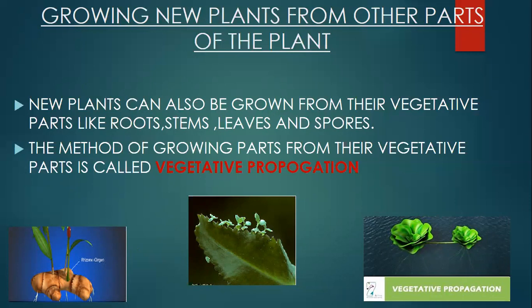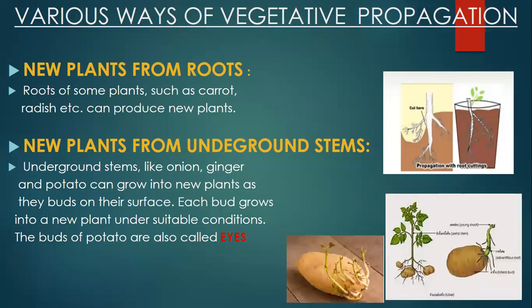And the method of growing a new plant with these parts, not with seed, is called vegetative propagation. Now there are various ways of this vegetative propagation. It means there are various ways to grow a new plant from the plant parts. Now, one by one, we will study these ways.